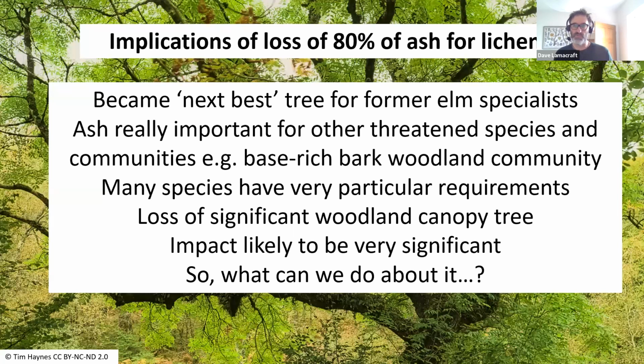Ash is also really important for a whole range of other threatened species and communities. So the base-rich bark woodland community, the lungwort lichen community in particular. Many of these species have really particular requirements that are provided by things like the chemistry of the bark and the moisture retentive properties and what have you. Then less direct, we have just the impact on the loss of a major woodland canopy tree in our woodlands. So the way that would impact on things like humidity and the microclimates within our rainforest, for example. So overall, the impact is likely to be incredibly significant.